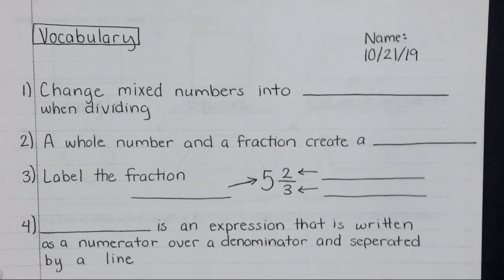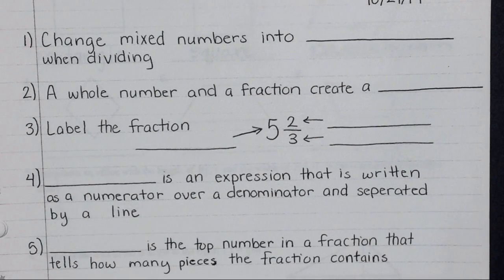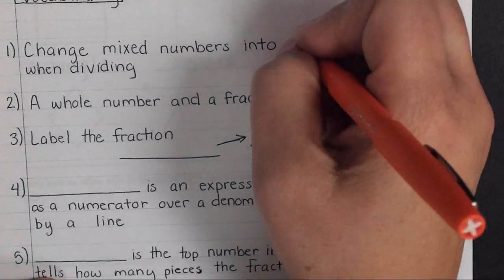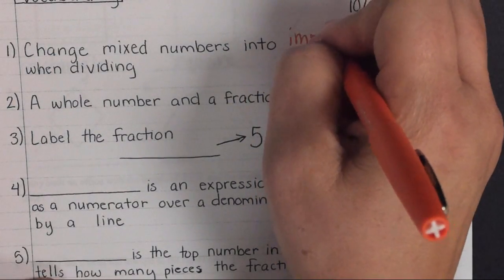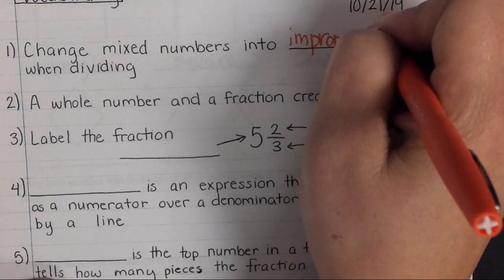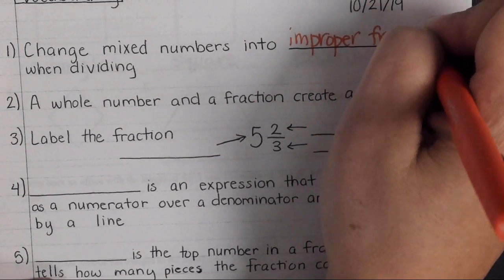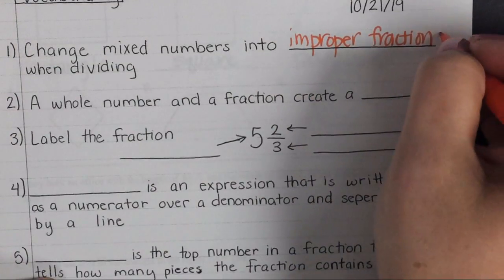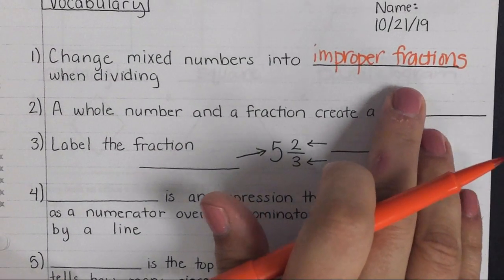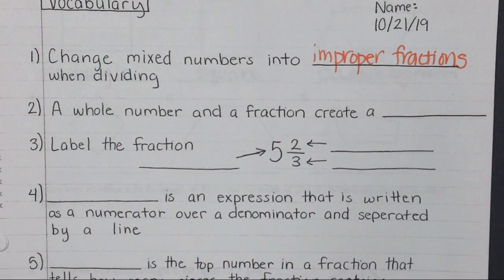Okay, so let's go over a couple of vocab words that we've already talked about. When we are multiplying, and the same rule is going to apply for dividing, what do we have to do to mixed numbers before we can do any of that? We've got to change them to what? Improper fractions. You got it, improper fraction. So, like last week when we were multiplying, we had to change mixed numbers into improper fractions. We have to do the same thing with division.